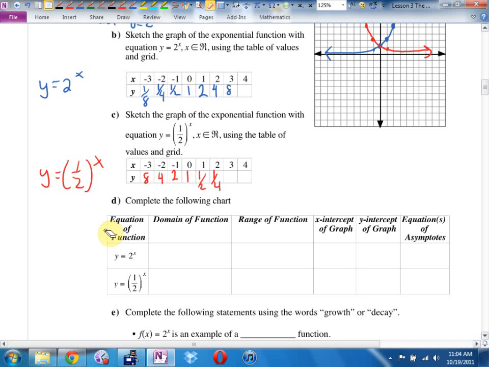What's the domain of this? We've never said infinity all year. What do we call that? So in this chart, put your hands down now, Eric. Domain: all reals. And it's the same for both of them. So I'm just going to write it big and put it in both. What's the range? How high do these graphs go? Forever. How low do these graphs go?